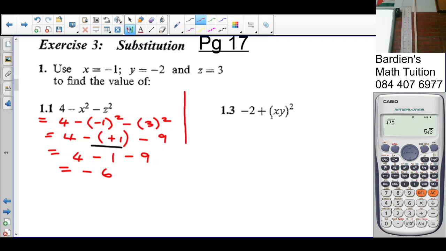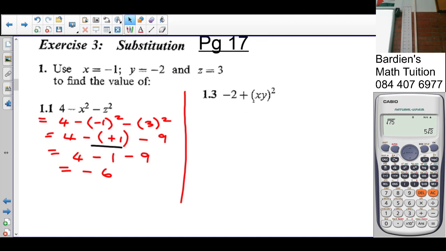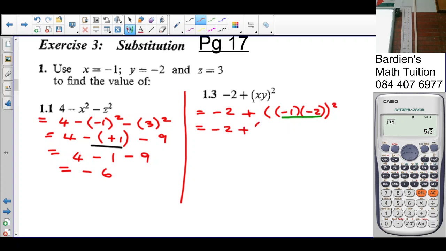Let's look at 1.3. In 1.3, we have negative 2 plus, open a bracket. So that x and y is being multiplied. So it's going to be open a bracket negative 1 and y is negative 2, squared. Okay? So what are we going to do now? We're going to look at inside the bracket first. Not so? So it's going to be negative 2 plus, open a bracket. What's negative 1 multiplied by negative 2?